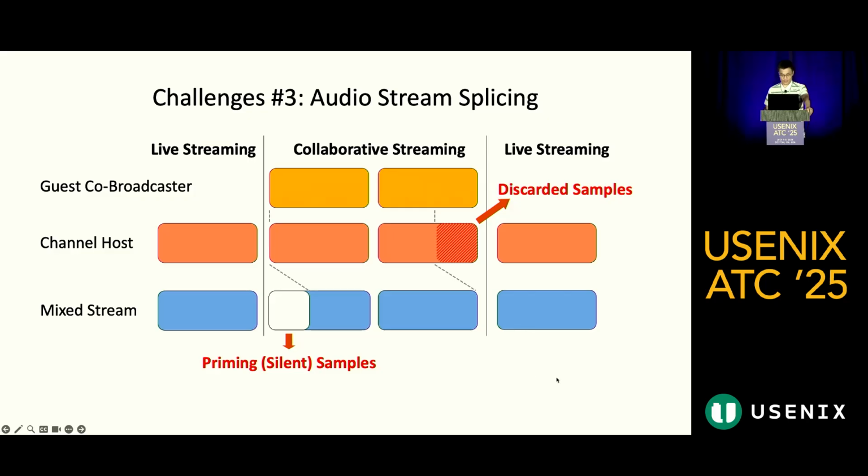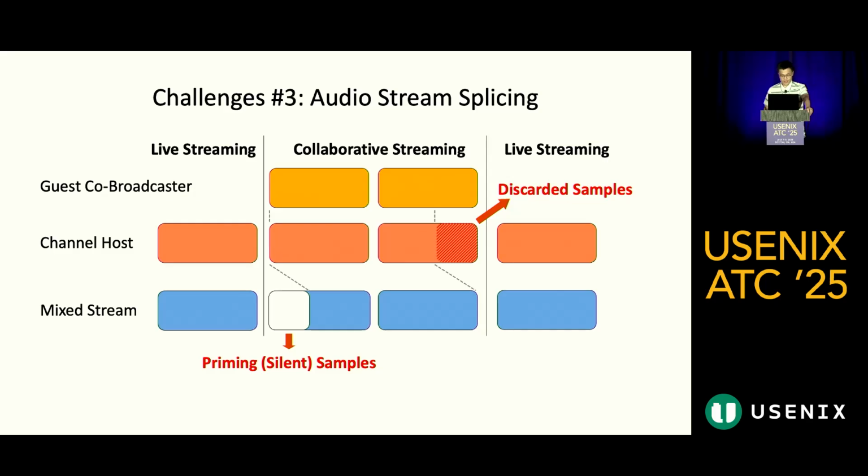As illustrated in the figure on this slide, when a channel enters collaborative streaming, the audio encoder will insert several silent samples in the beginning of the mixed stream, corresponding to its encoder delay. That is called priming. The number of priming samples may not be divisible by the audio frame size. For some popular audio codecs, such as AAC and Opus, priming may generate more than one silent audio frame, making it even more observable and noticeable by viewers.